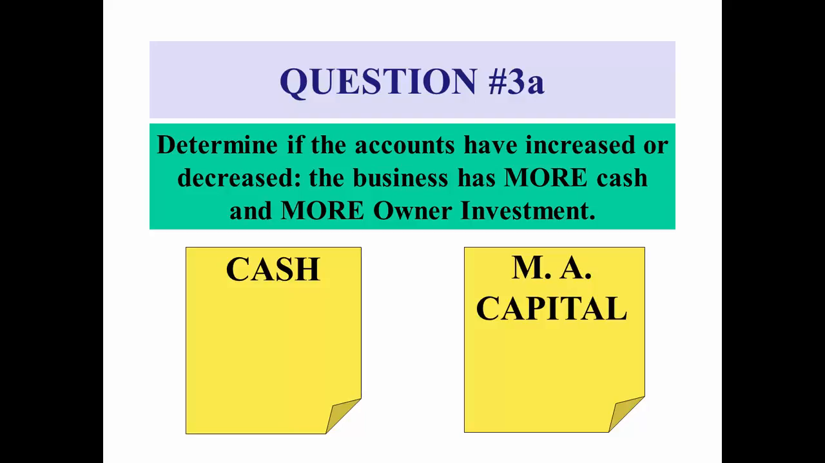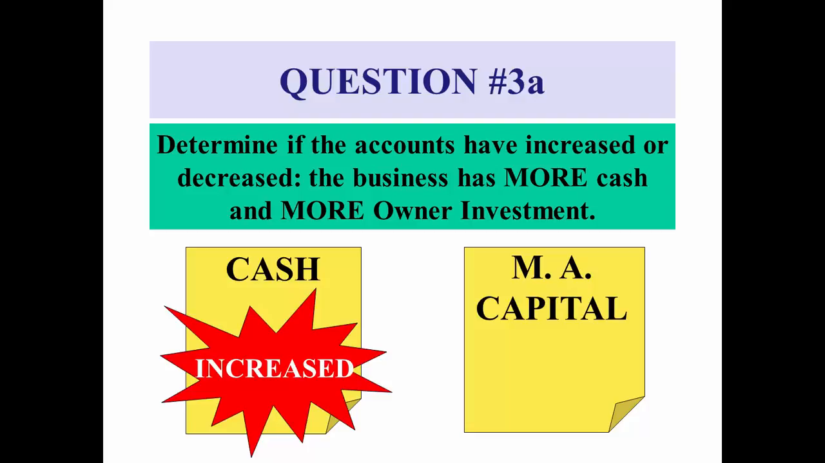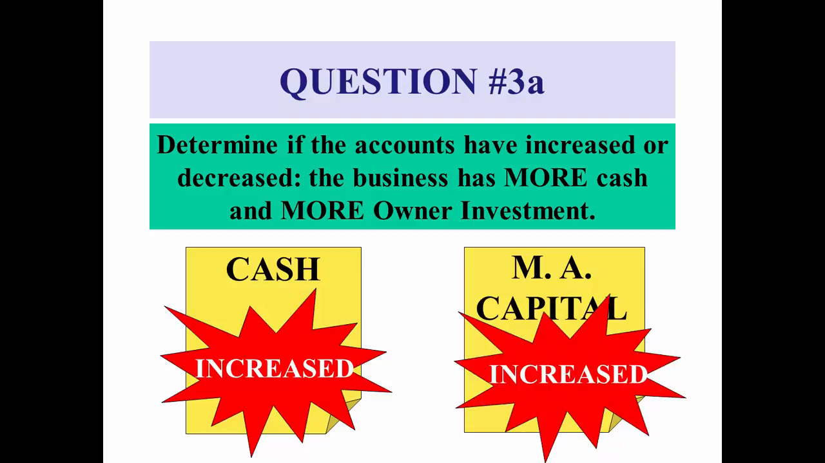Then we look under the give up. Does the business have more or less owner investment than it did 5 minutes ago? 5 minutes ago there was no owner investment, and now there is. So there's more owner investment than there was. Don't get tripped up by the give up word. Just ignore the receive and the give up words. Just look at the cash and say, do we have more or less of it? We have more of it. Then look at the owner investment and ask, do we have more or less of that? We have more of it. So our cash increased and M.A. capital also increased.